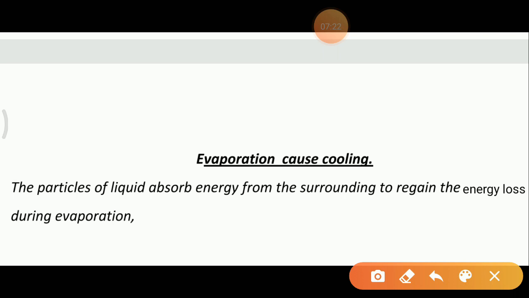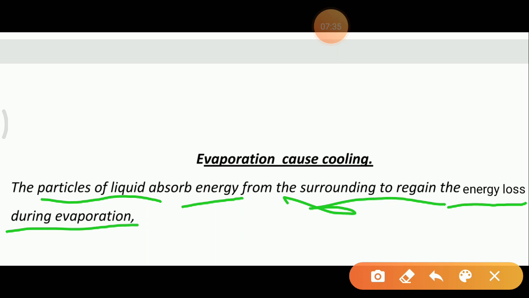So here we can say that particles of liquids absorb energy from the surroundings to regain the energy lost during evaporation, and this absorption of energy from the surroundings causes cooling. So we can say evaporation causes cooling.